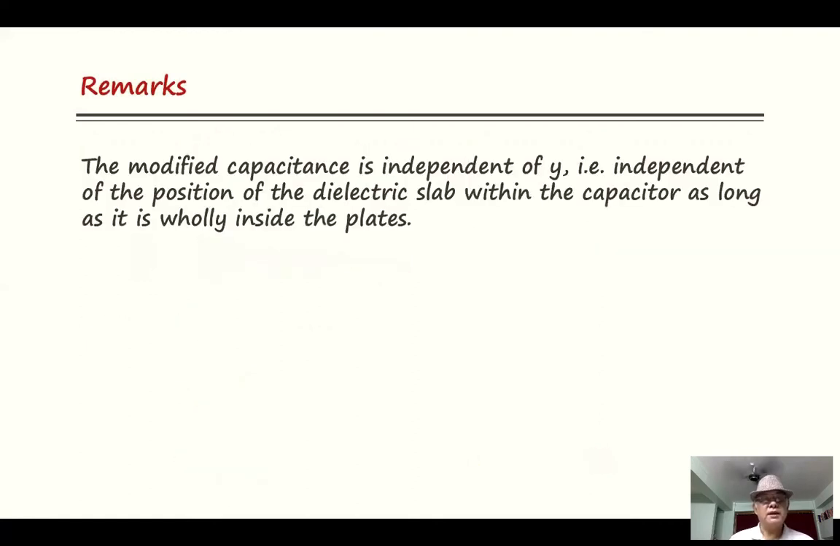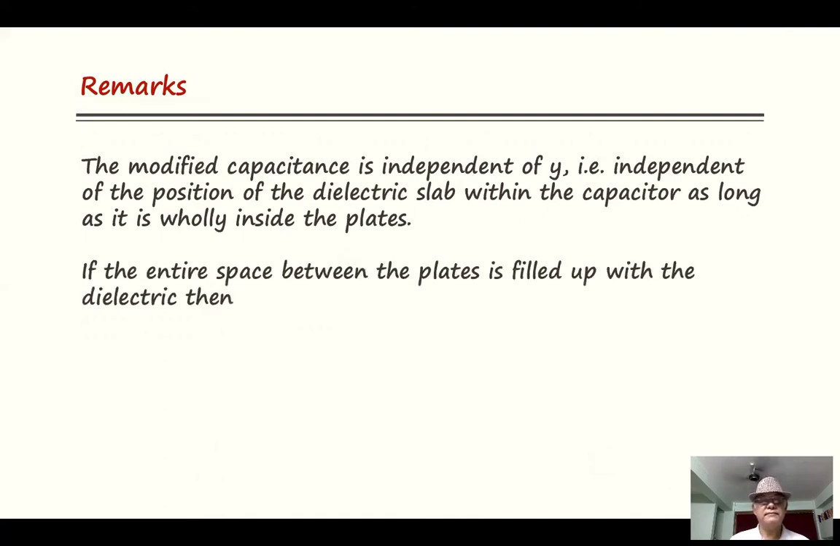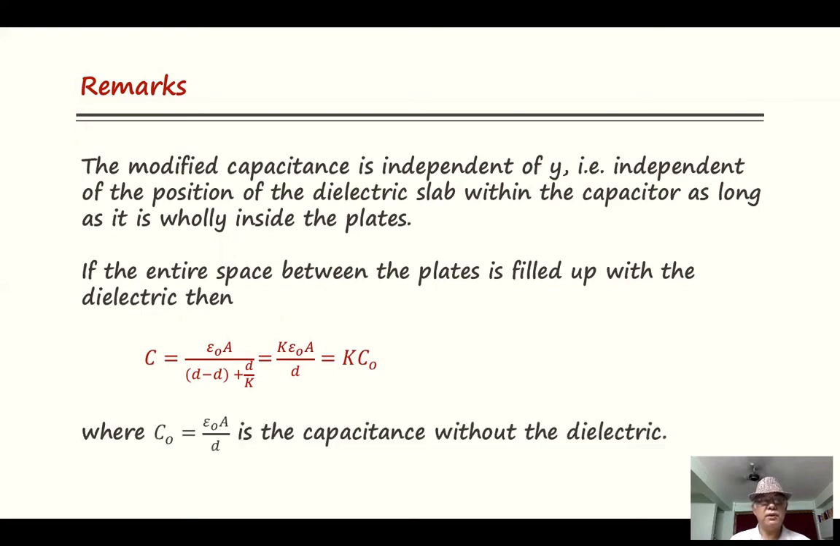Remarks. The modified capacitance is independent of Y, that is, independent of the position of the dielectric slab within the capacitor as long as it is wholly inside the plates. If the entire space between the plates is filled up with the dielectric, then C is finally equal to K into C naught, where C naught is equal to epsilon naught A by D, the capacitance without the dielectric.